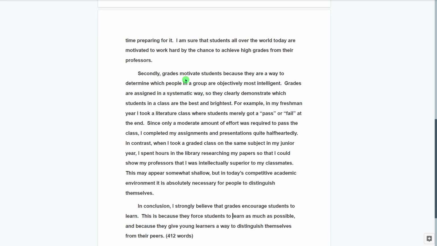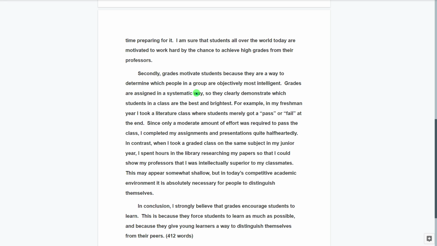All right, so the second body paragraph starts like this. Secondly, grades motivate students because they are a way to determine which people in a group are objectively most intelligent. So again, I've summed up my argument here. So you know that the whole argument here is going to be about figuring out who is the most intelligent. Grades are assigned in a systematic way, so they clearly demonstrate which students in a class are the best and brightest. Okay, what have I done here?